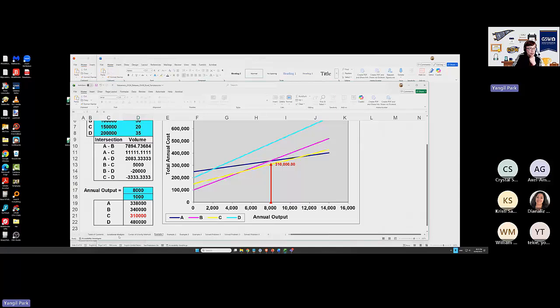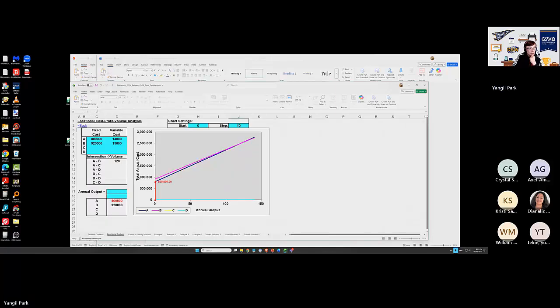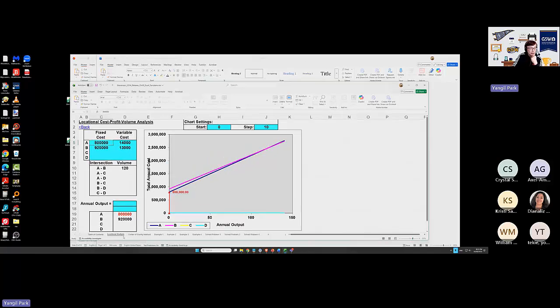This template, I think this is the one. Yeah, this is the one. Okay, so in this template, I use the location analysis worksheets. The fixed cost is given for A and B, and variable cost. Then it gives you a volume where A and B intersect, which is 120, right? Like we just found for solving Q.